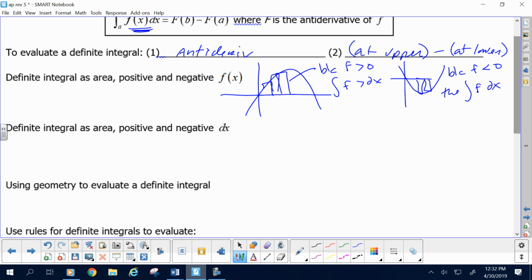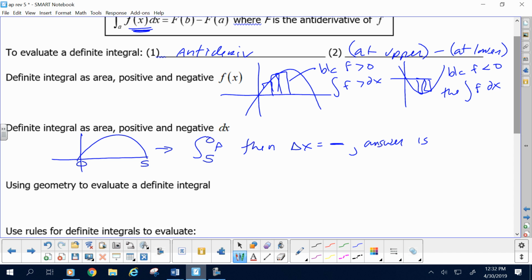Just to remind you, the rectangle has two components. It's not just the function, it's also this guy. What if you went from 0 to 5, but your integral read from 5 to 0? If that's the case, then dx, or delta x, is negative, and your answer would be negative. Because of that, we typically switch the limits and negate, but when those limits go backwards, we negate it because that means delta x is a negative.